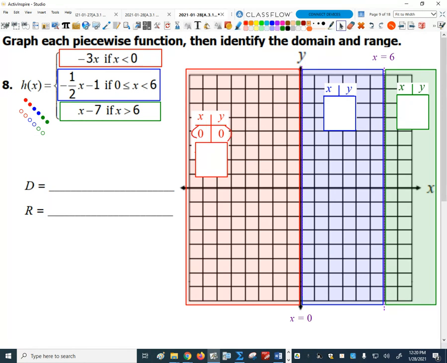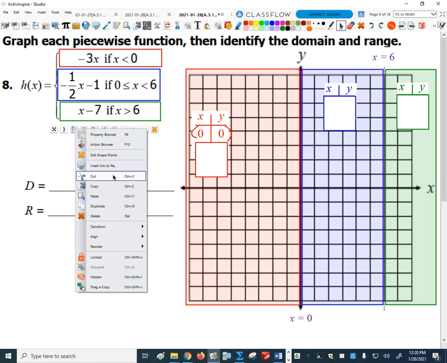So we know right away here then that, let me move these guys. There we go. Okay, so we're going to get an endpoint at 0, 0. Olivia, is that going to be an open or a closed endpoint? Open. It's going to be open. Good. Right? We know that's going to be open.